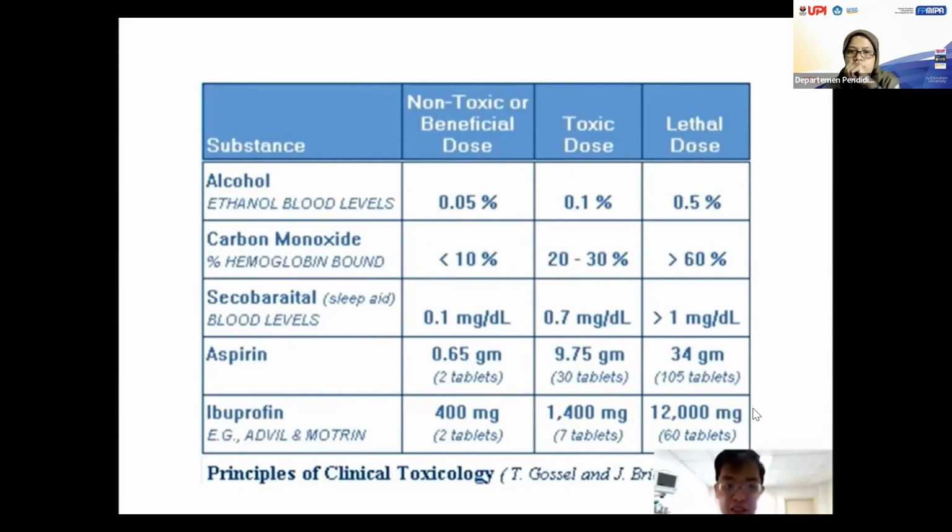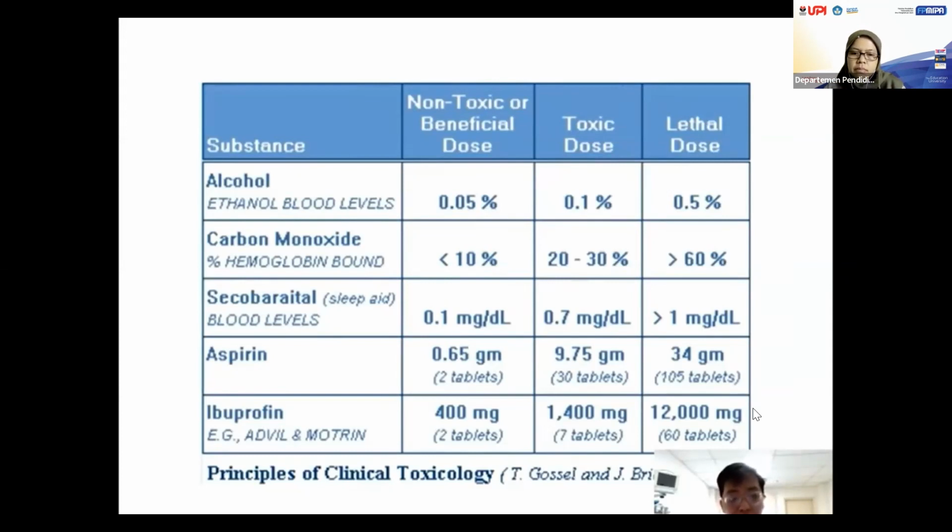So carbon monoxide, lethal dose 60%. Then we have different things like aspirin. Aspirin 2 tablets, non-toxic, which means beneficial, right? If you take this aspirin, you will have some beneficial dose effect, which means that you can cure fever. When you have fever, you take aspirin, then you'll feel a lot better. But if you exceed 30 tablets, which is 9.75 gram, then you will start to have certain toxic dose effect. You will have toxic effect in your body. You will have maybe rashes, maybe harming your liver and so on. Then if you take 34 gram, which means 105 tablets, it will cause death, right?